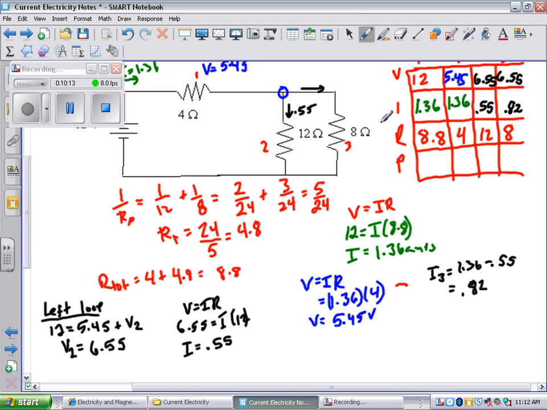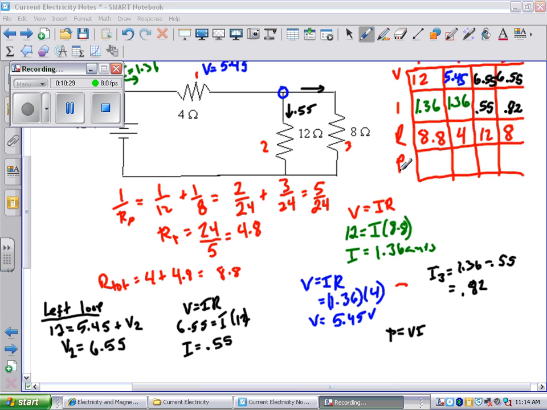Our last step might be finding the power, and to find the power, we're going to do P equals VI. So I would take the voltage of 12, multiply it by 1.36, and it gives me a value of 16.32.